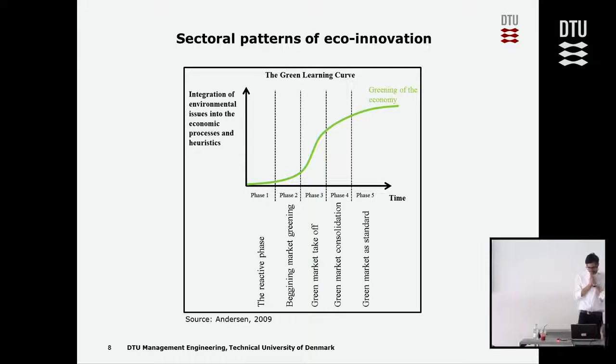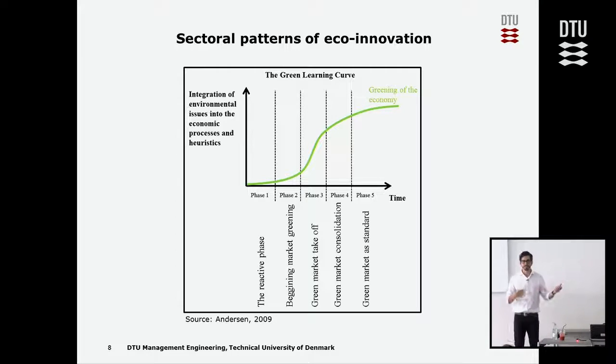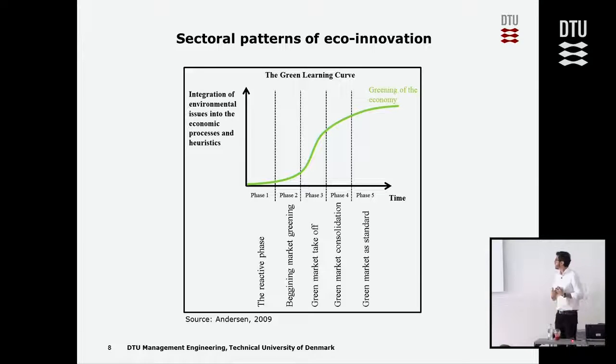If we consider the greening of the economy as a learning curve, in which we have the integration of these environmental issues in the economic processes, the heuristics of the firms and the agents in the economy, then we have different phases that are related with the development of the green markets. So the first is the reactive phase, when firms react to external conditions, like new regulations or demands from the society, or changes in organizational structures, and then they start to incorporate these environmental issues. And then they start to begin this green market development.